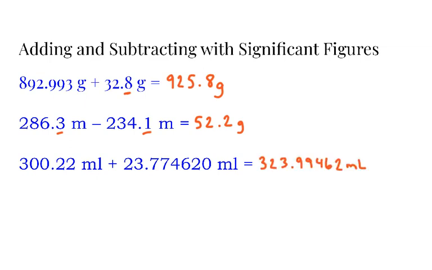Finally, when I add 300.22 milliliters and 23.774620 milliliters, in my calculator, I get 323.99462 milliliters. That answer is way more precise than my initial measurement of 300.22 milliliters. My calculated answer can't be more precise than the measurement that went into calculating that answer. I need to round my final answer to only have 2 decimal places, 323.99 milliliters.